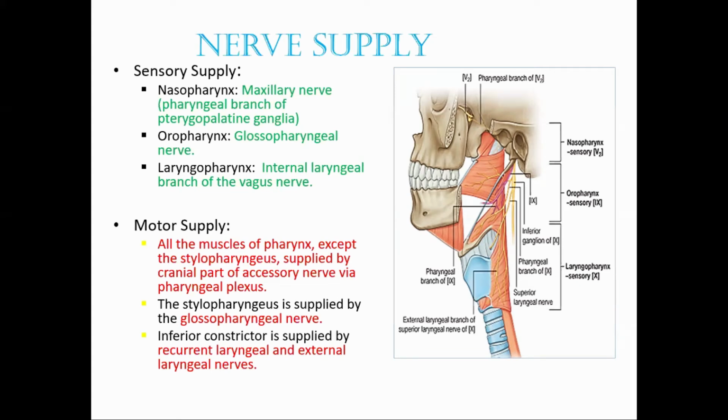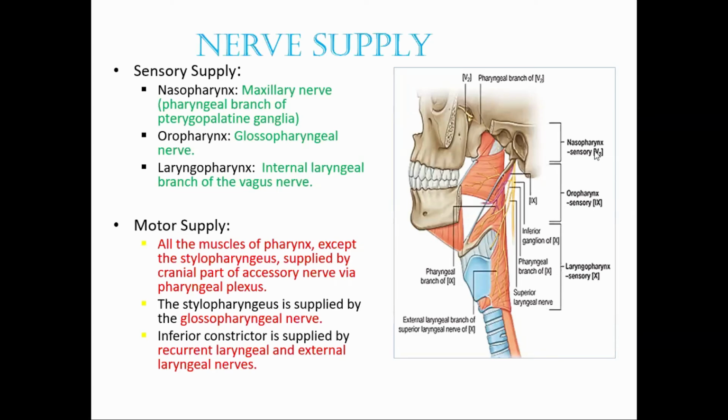So for motor nerve supply, the constrictor and the longitudinal muscles are supplied by the cranial part of the accessory nerve via the pharyngeal plexus. You know how the pharyngeal plexus is formed. The exception is the stylopharyngeus, which is supplied by the glossopharyngeal nerve. In addition, the inferior constrictor muscle is also supplied by the recurrent laryngeal nerve and external laryngeal nerve. So all the pharyngeal muscles are supplied by the cranial part of the accessory nerve via the pharyngeal plexus, except the stylopharyngeus, which is supplied by the glossopharyngeal nerve.